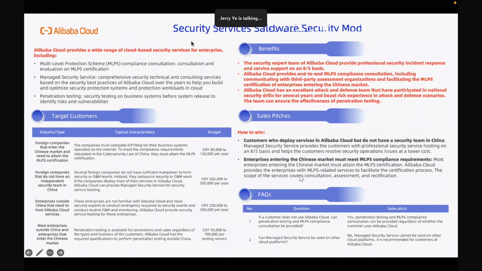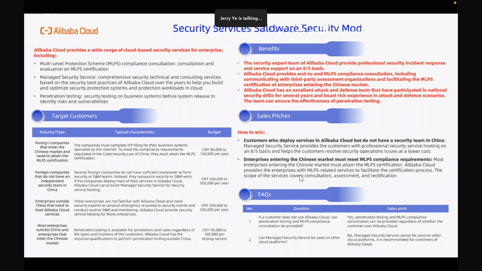Okay, so the next product will be the services system. Actually, we do provide comprehensive solutions for our customers, but sometimes human engagement is quite necessary. So three security services will be provided. The first one is the MLPS compliance consolidation, the multi-level protection scheme. This one is for Chinese mainland customers. Some customers from global to China may need to pass the check for MLPS 2.0 level 2 or level 3. So Alibaba Cloud will provide one-stop MLPS compliance consolidation services for this type of customers.